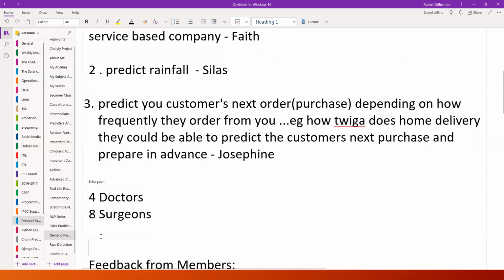7 surgeons and 1 service project. Service project, I think it has been repeated. Service project. So it's 7 votes. 7 votes for surgeon. That's repetition. So Gideon voted twice. One was surgeon and the other one was service project. So 7 surgeons and 4 doctors. All right.